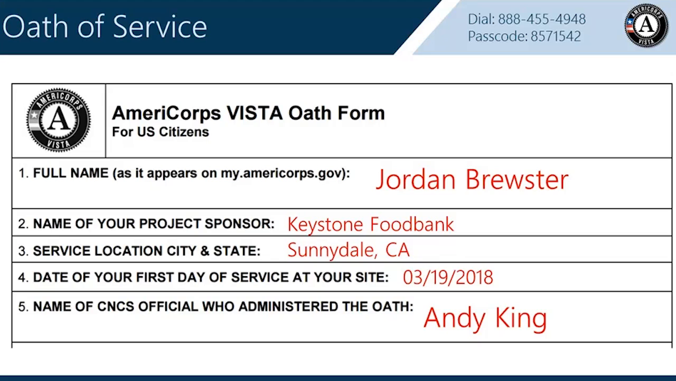And then in box 5, you're going to list the name of the CNCS official who's administering the oath today. That's me, Andy King. Please don't get this wrong. You need to write this on your oath form. Andy, A-N-D-Y, King, K-I-N-G. And if you don't have your oath form in front of you right now, maybe you have your cell phone, you can take a picture of the screen right now, and you can fill this information in later when you go to do your form.